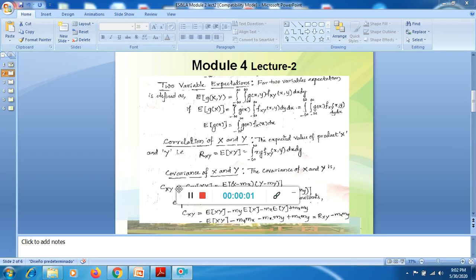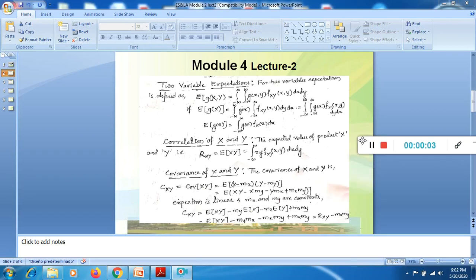Two variable expectations. An expectation is already known with a single variable. So expectation is represented by E[X], and E[X] is equal to the integration from minus infinity to plus infinity of x times f_X(x) dx. But with respect to two variables, the expectation is given by E[g(X,Y)].